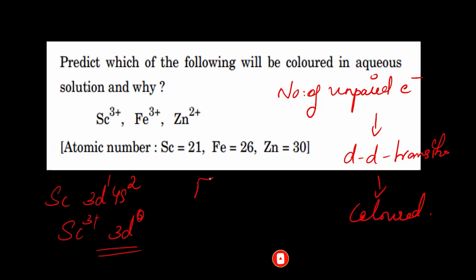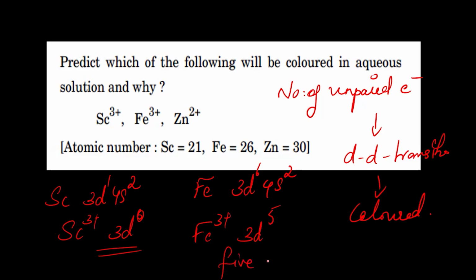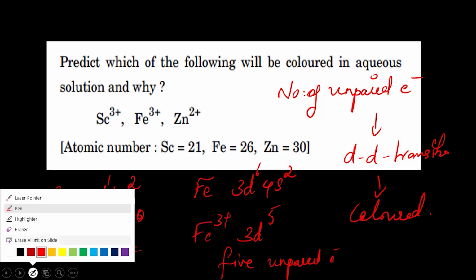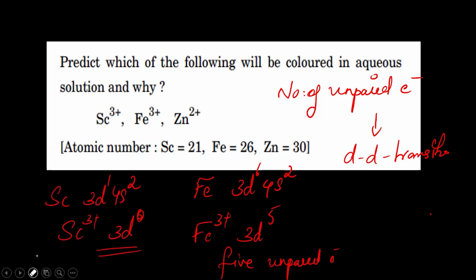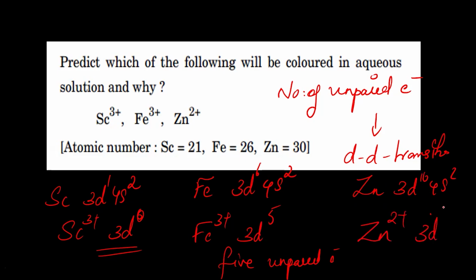Yes. Next is iron. Iron is 3d6 4s2, as atomic numbers are given. Iron 3+ means 3d5. So there are 5 unpaired electrons. Yes, of course. In the case of zinc, Zn2+, right? Zinc is 3d10 4s2. Zinc 2+ means 3d10. So completely filled d orbitals, right?